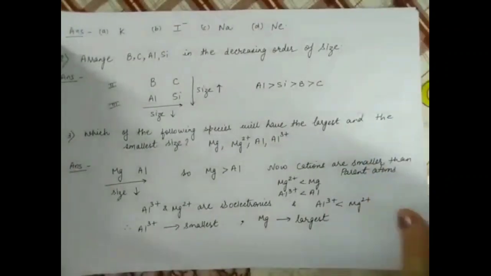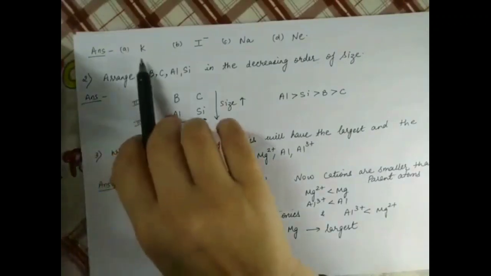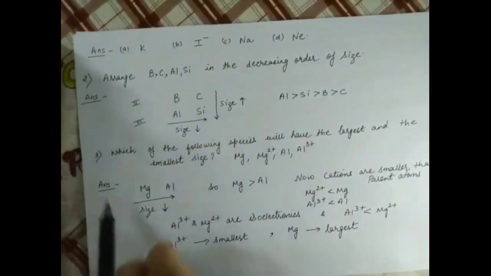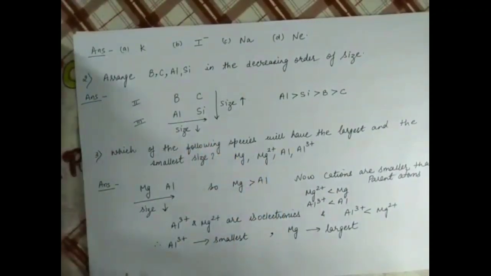Now the first question was K and K plus. Out of K and K plus, I know that cations are smaller in size. So definitely which is having larger size? Potassium, that is K. So the answer of first is K. Now the second is I and I minus. Anions are larger than parent atoms. So definitely I minus is having larger size.